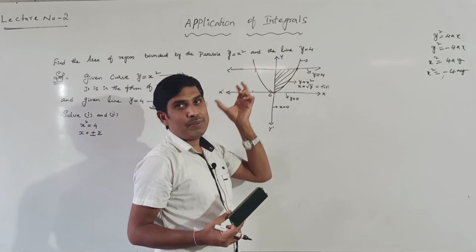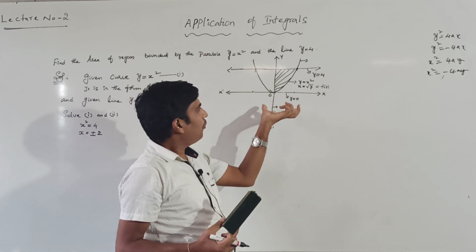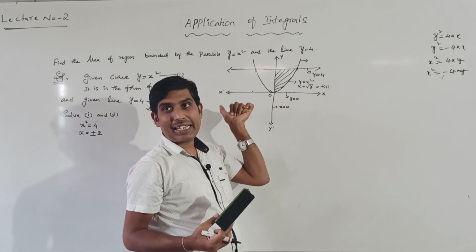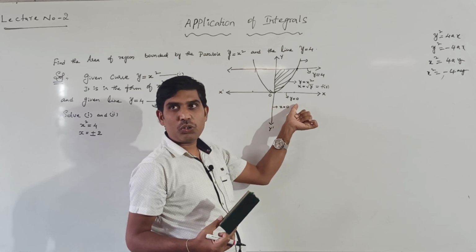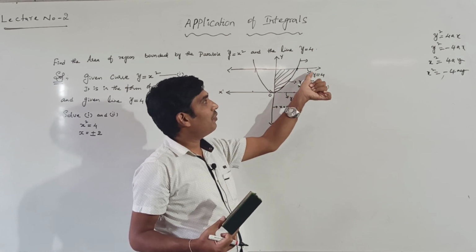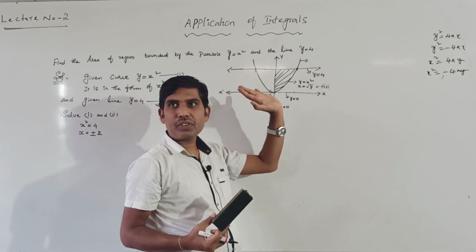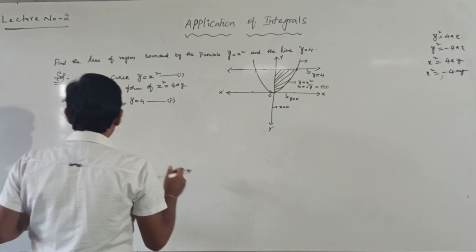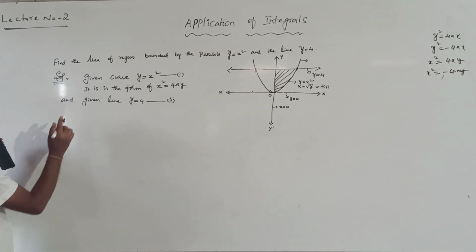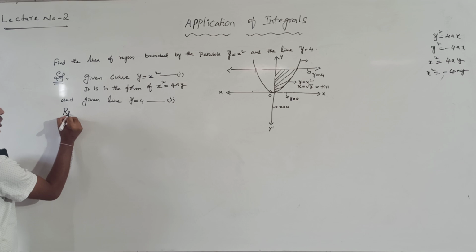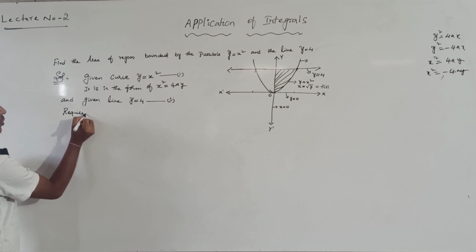In between the limits, what are the limits? This one, what is that? The x-axis. What is the equation of the x-axis? y is equal to 0. And this is the line equation given, y is equal to 4. So this one also no need, we can just write here what that is: the required area.